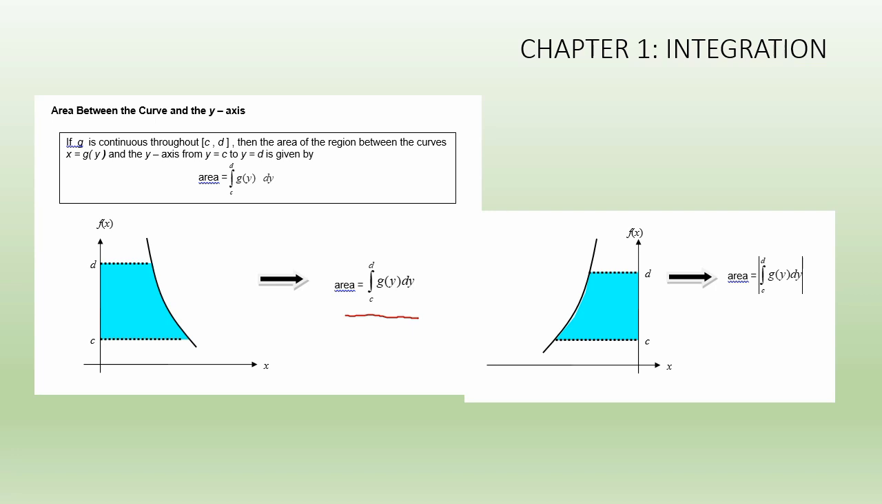As we noted before, the area must be positive. For a curve that lies on the left of the y-axis, the integration is negative. So in order to make it a positive area, we have to put the modulus on the function. So the formula of the area is the modulus of the integration from c to d of the function g(y) with respect to dy.